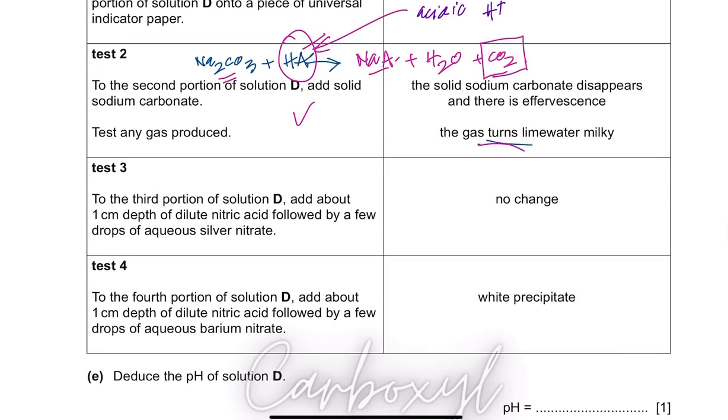Test 3 says, to the third portion of solution D, add about 1 cm cube depth of dilute nitric acid followed by a few drops of silver nitrate. Obviously, this is a test for the chloride, bromide or iodide ion, and it's saying there is no change. This means the anion of the acid is neither chloride, nor bromide, nor iodide. H plus is there, it is an acid, but now we test the anion to see what it could be.